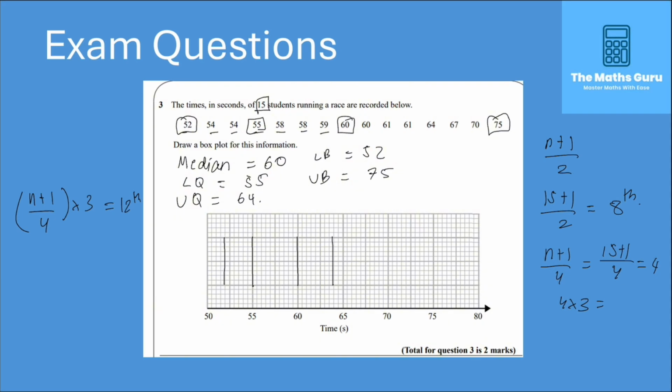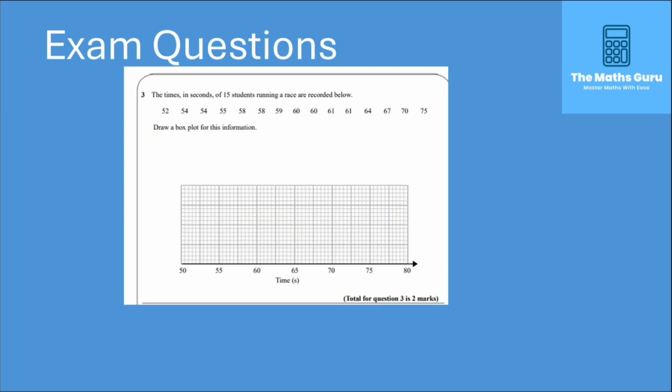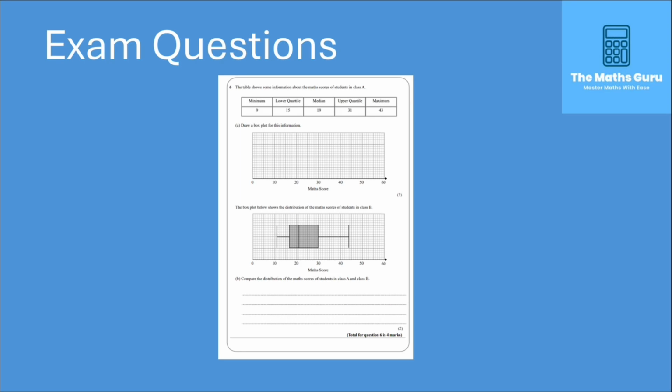Okay, now looking at our upper bound, we have 75 here. So now we're going to draw in our box plot. And that is our completed diagram. Okay, moving on to the next question.